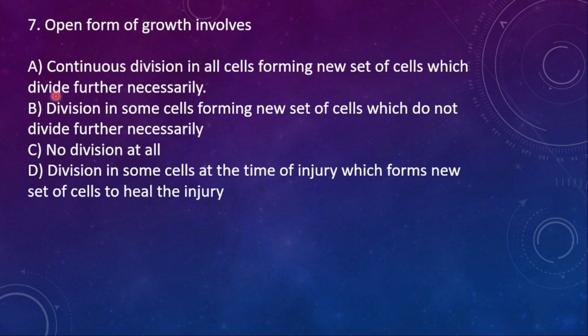Seventh question, open form of growth involves: A, continuous division in all cells forming new set of cells which divide further necessarily; B, division in some cells forming new set of cells which do not divide further necessarily; C, no division at all; D, division in some cells at the time of injury which forms new set of cells to heal the injury. So here the right option is option A. It is continuous division in all cells forming new set of cells which divide further necessarily. Wherever that necessity is there, open form of growth will be there.